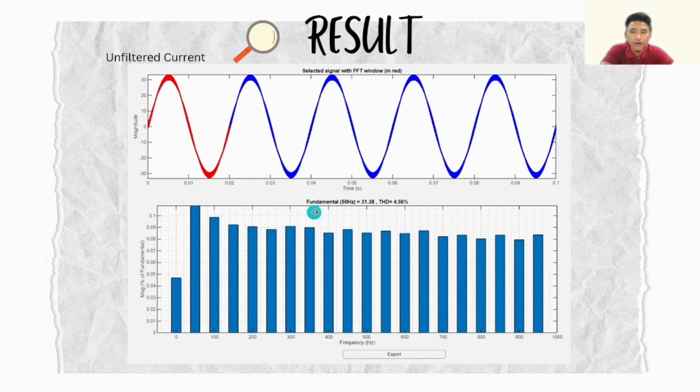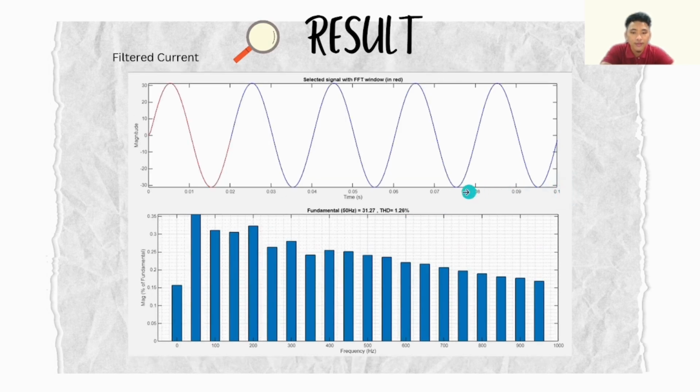For our current waveform, for the unfiltered circuit, the THD is 4.56%, and for the filtered circuit, we get a THD of 1.26%.